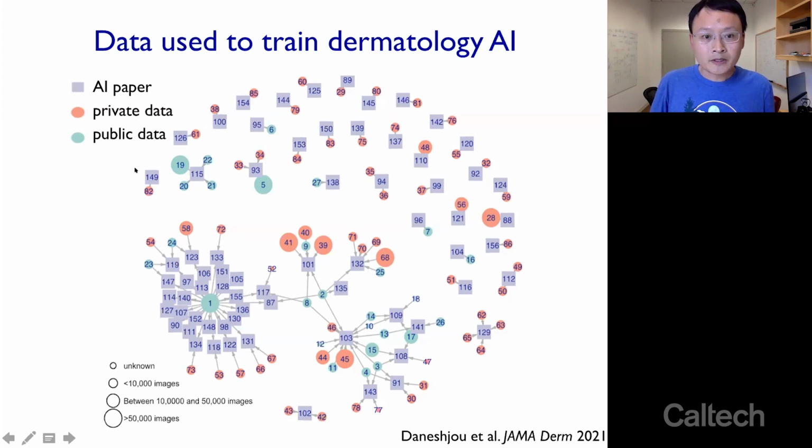Each of the squares here corresponds to one of the published dermatology AI algorithms. It's a published paper, and the number corresponds to the index of the paper. The circles here are the different data sets. There are two types of circles. The red circles are where the data sets are private, which means that nobody else can access that data set. And the green ones are the public data sets, where through some process you can actually gain access to that data set. The size of the circle corresponds to the number of samples in that data set. There are a lot of interesting things here, and I just want to highlight a couple of them.